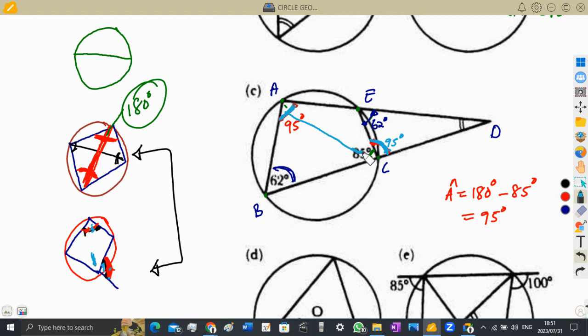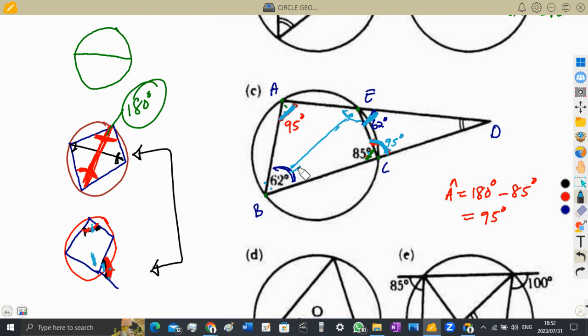This one, the 85. But we are saying the exterior now, the one that is outside. Exterior simply means outside of the shape. So the outer angle is equal to the opposite interior. This is the interior, but opposite now. The exterior angle is equal to the opposite interior. This is the exterior angle, this is the interior, but the opposite one is the one that we are saying is equal to this.